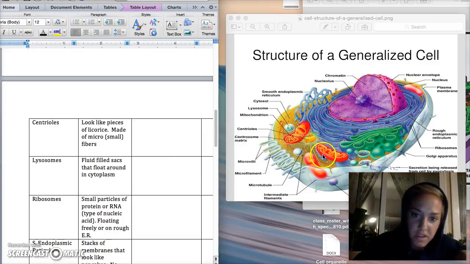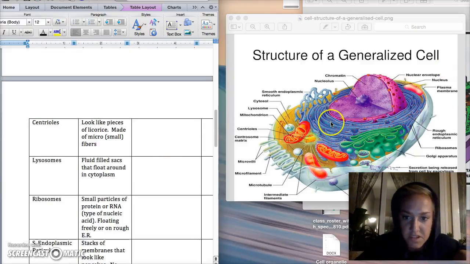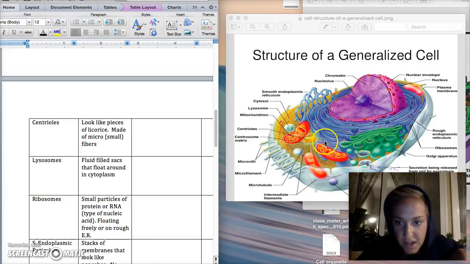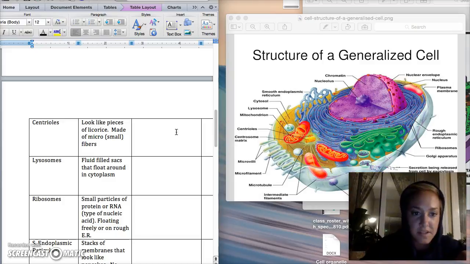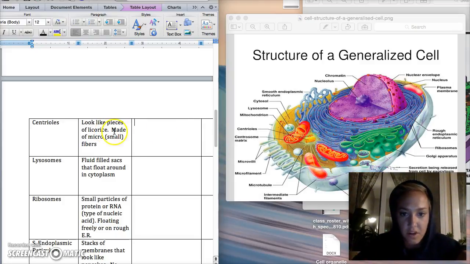Centrioles. Don't make too big of a deal with the centrioles. There are these things that are glowing in this picture right here. I always think of them as licorice. So far you've got pancakes and licorice in this video. Maybe I'm hungry, I don't know. But we've got licorice. That's what we're going to call them.